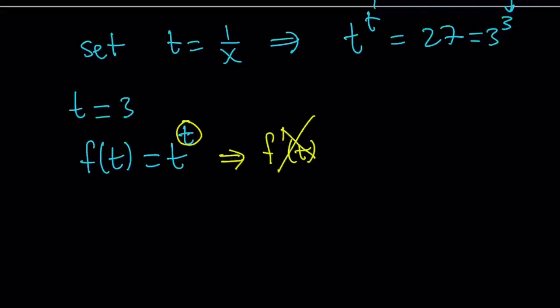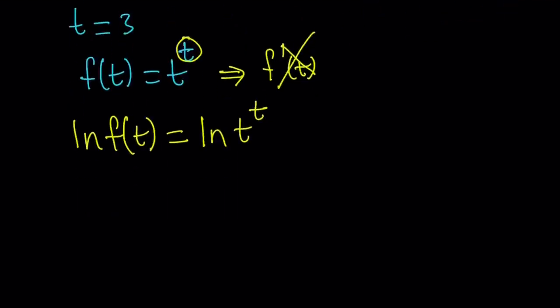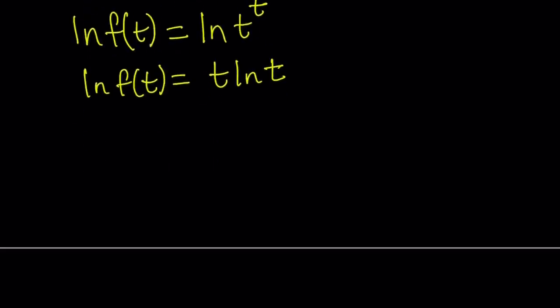Let's ln both sides. I know some people use e to the power something, same thing. Anyways, I just like this method better for some reason. So now we can bring the t down. That's the cool thing about ln or any log. t ln t. Now this is nice because we don't have any variables in the exponent, so everything looks good.